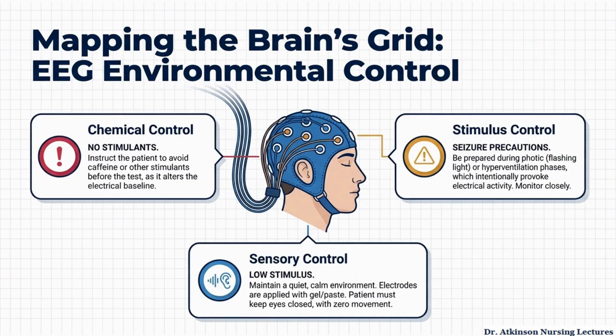EEG testing evaluates the electrical activity of the brain and is commonly used for seizure disorders, coma evaluation, and brain death determination. Several nursing priorities help ensure accurate testing. Patients should avoid caffeine or stimulants before the procedure because these can interfere with electrical activity. The testing environment should remain quiet and low stimulation. During procedures involving flashing lights or hyperventilation, seizure precautions must be maintained because stimulation can provoke seizure activity. Patients should also remain still and relaxed during the study to reduce artifacts that interfere with results.